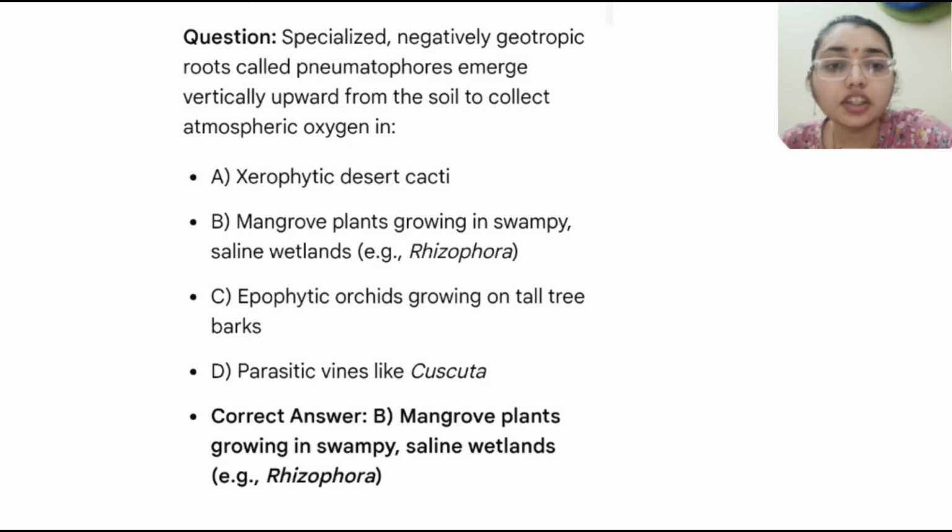Specialized negatively geotropic roots, they are called pneumatophores, emerge vertically upward from the soil to collect the atmospheric oxygen, that is mangrove plant that grows in a swampy saline wetland, that is Rhizophora. Swampy waterlogged mangrove soil lacks sufficient free oxygen for root respiration, so to adapt, the plant like Rhizophora develops roots, that is pneumatophores, that grow upward against gravity using specialized pores to absorb the atmospheric oxygen.